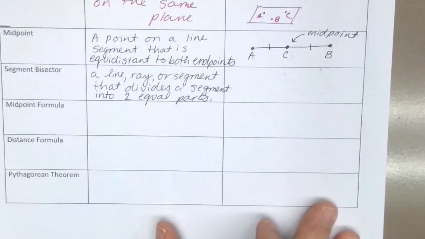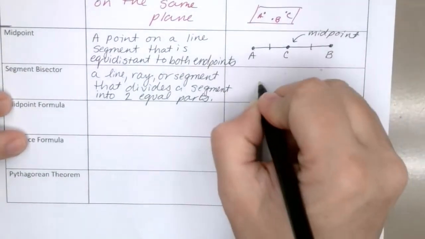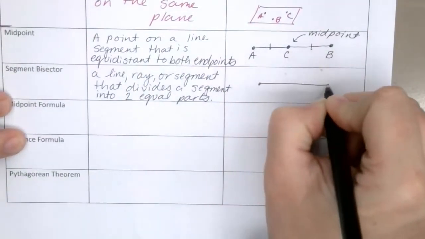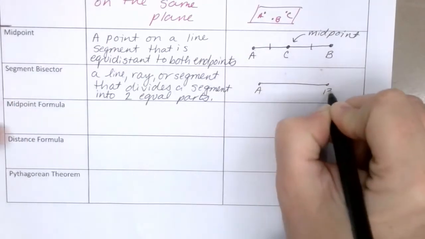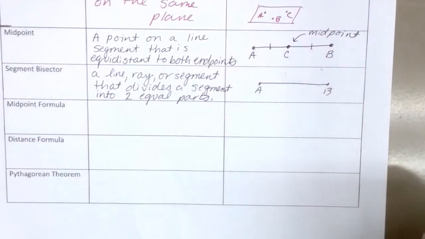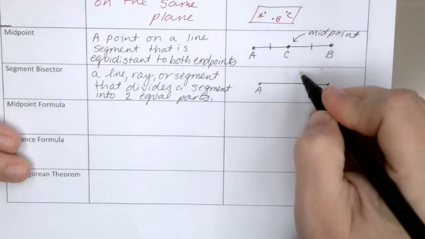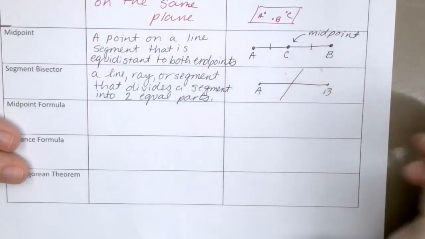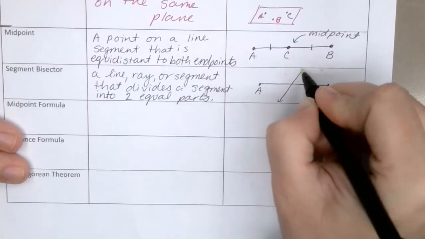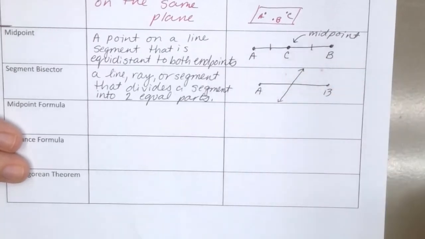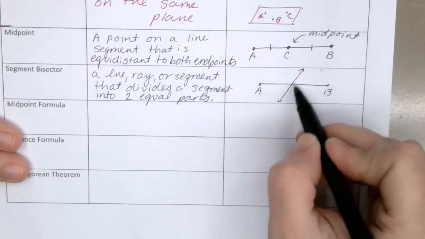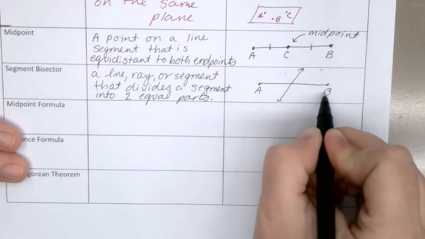Okay. So if I have a segment AB, a segment bisector is going to cut AB in half. So it could be a line, it could be a ray, it could be another segment, but it's going to cut AB in half. So how can I mark that AB is cut in half?